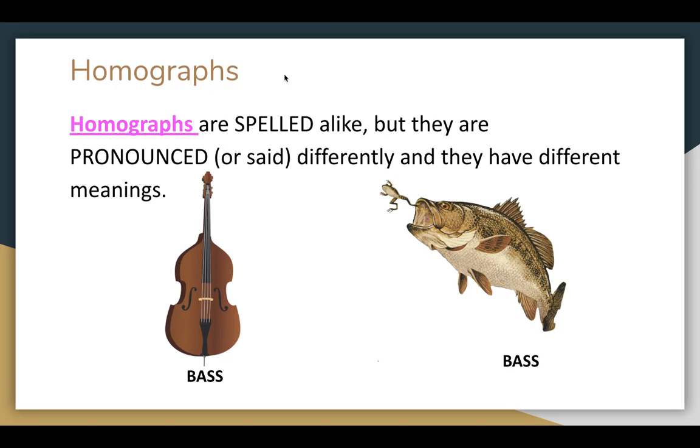So let's talk about a homograph. Homographs are spelled alike. They can be said differently, and they definitely have different meanings. Not all homographs are pronounced differently, but some of them are. Example, we're going to get to in the next slide.